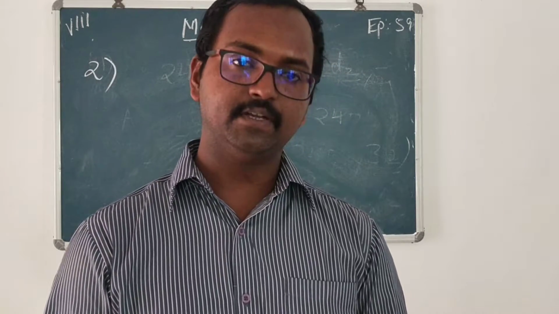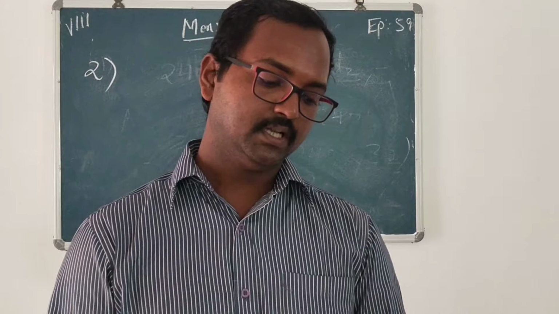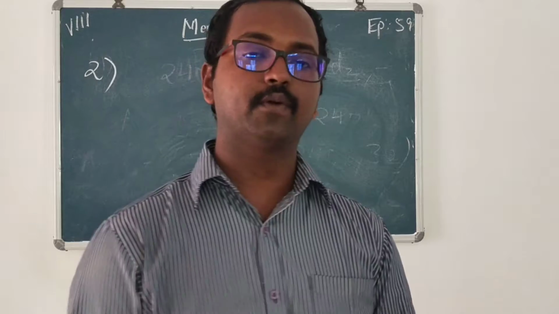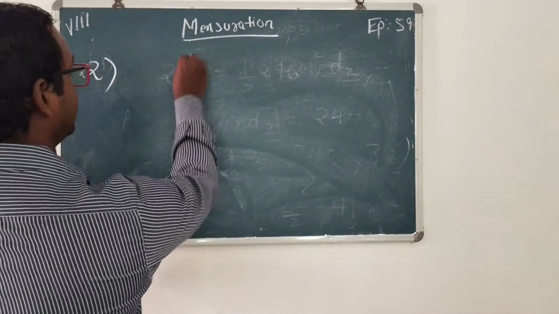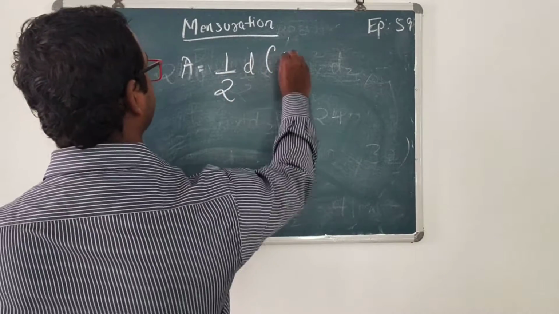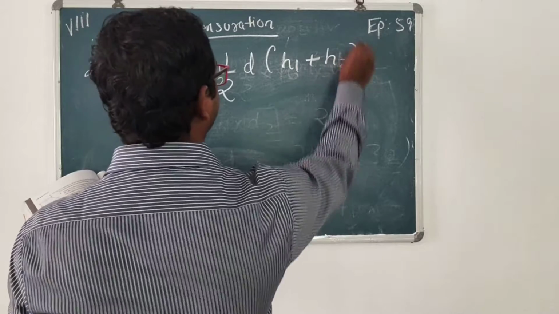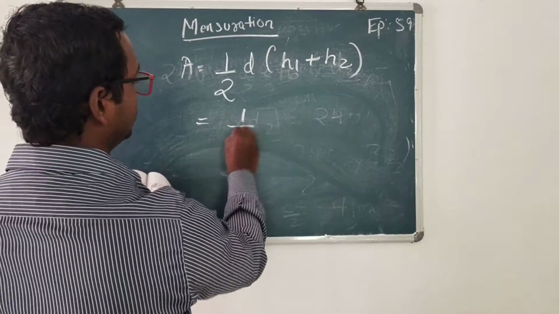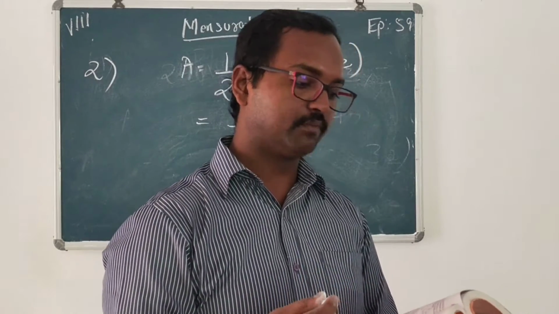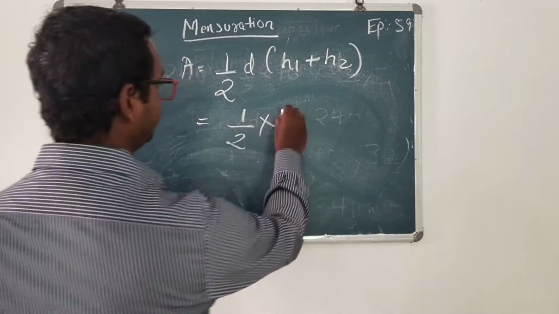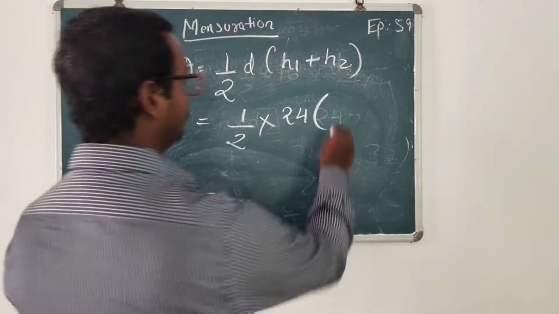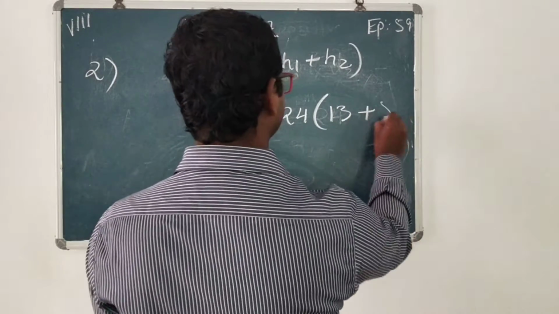So see, the figure is given to the right side of the question, and as you can see, this is a very general quadrilateral. So we have to find the area of a very general quadrilateral, so we have to apply that formula, which is area is half d into h1 plus h2. So here half, as it is, how much is the diagonal? As you can see in the figure, the diagonal is 24 meter. And how much is height 1 and height 2? Height 1 is 13, height 2 is 8.